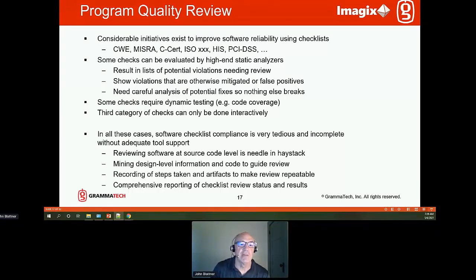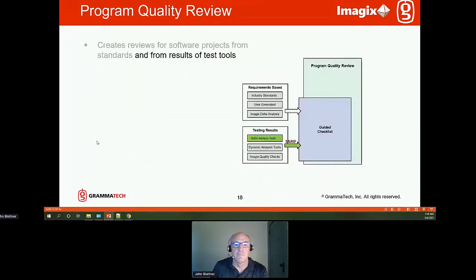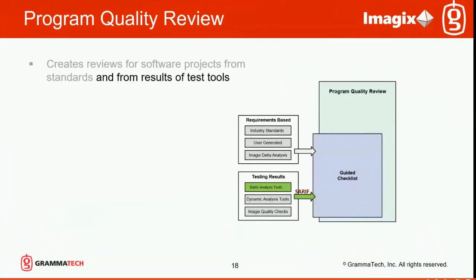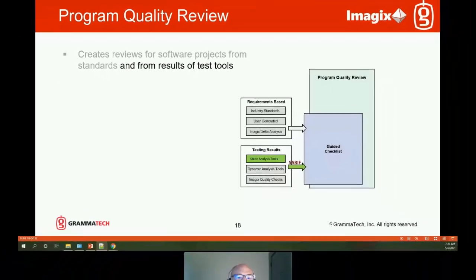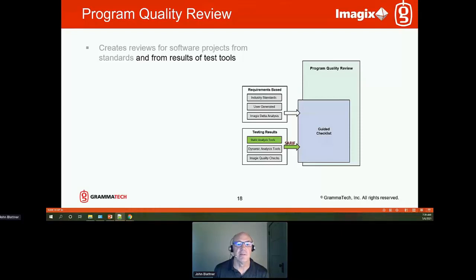Within Imagix 4D, we actually call our component here a review tool. The heart of the review tool is the guided checklist. There are two general categories of checks available for these checklists. The top one is the requirements-based checks. These are based on general rules or standards. In other words, these are not an indication of something being wrong. Instead, they reflect a list of what should normally be checked.